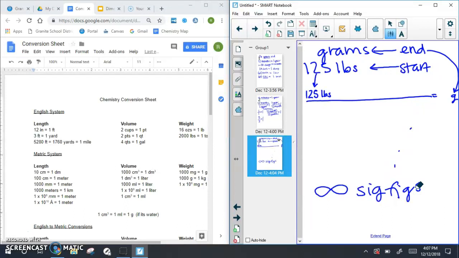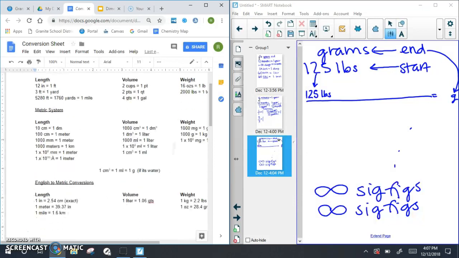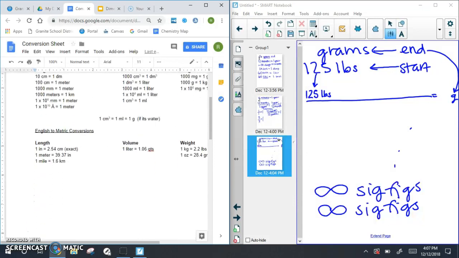The metric system also within itself has an infinite amount of sig figs. So next to the metric system, write an infinity sign as well. And then if we go down to English to metric conversions, all of these ones are not perfect, meaning that these ones are not infinite and you do need to count how many sig figs there are. So for example, 1 mile equals 1.6 kilometers. That is an approximation. That is not exact, so we need to keep track of the 2 sig figs in 1.6.